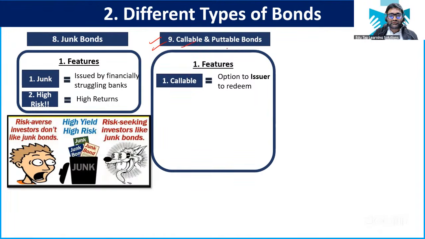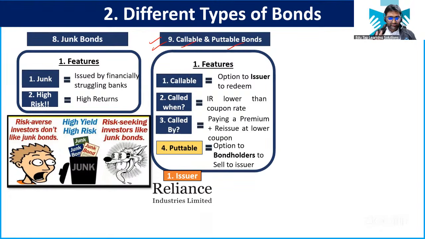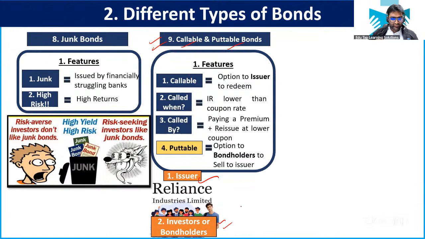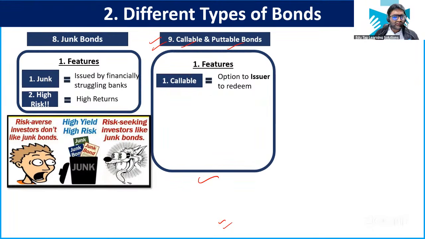So here we have callable and puttable bonds, right? Before moving into the definition, I would just like to show this to you visually. Here we have the issuer and the investor, or the bond holder. Let us say we have a bond, 10 years is the tenure. If this bond is taken back by the company itself, let's say Reliance issued it, and Reliance says, I want to take back this particular bond, I don't want to give the interest payments anymore. In that case this will be called a callable bond. It gives the option to the issuer.